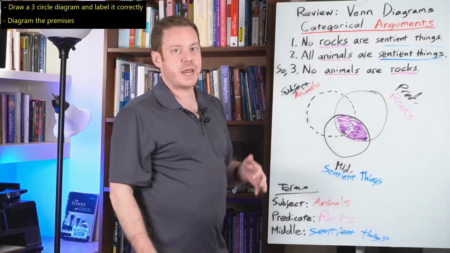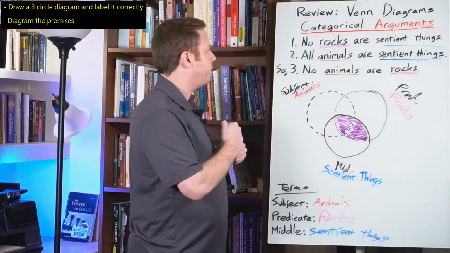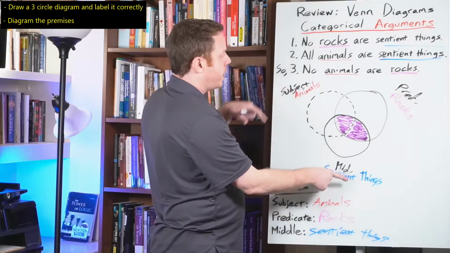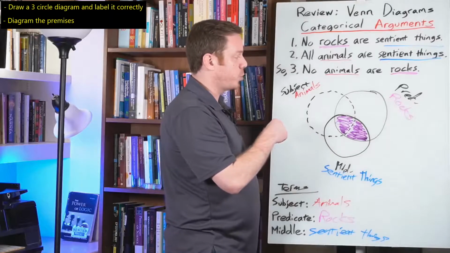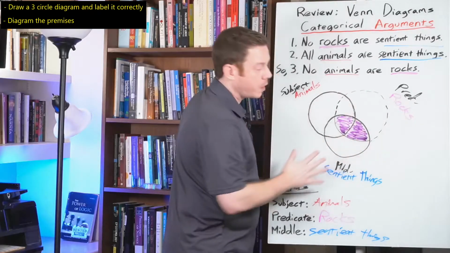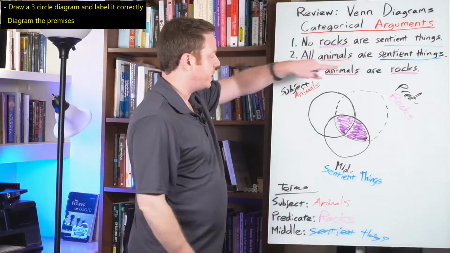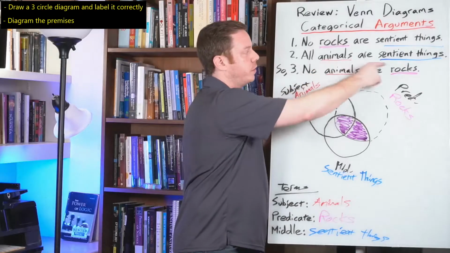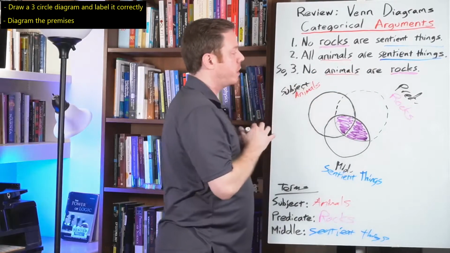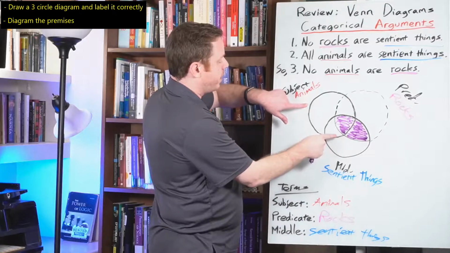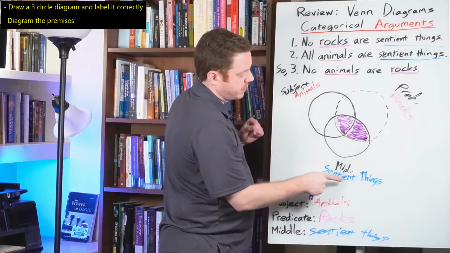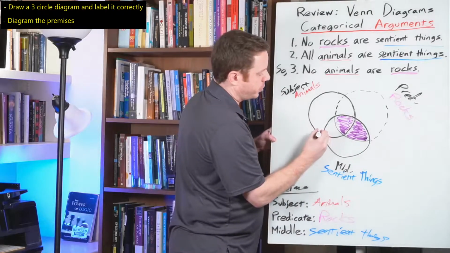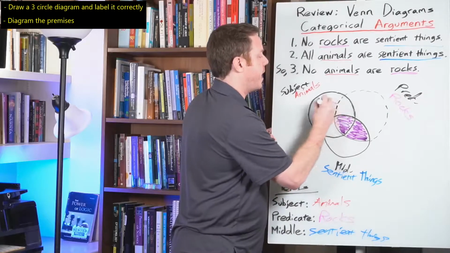Our second premise now is what we need to diagram. For that, we're going to be looking at the animal circle and the sentient circle and ignoring the rock circle. So let's switch that up. We're going to look at animals and sentient things. This is saying that everything in the animal circle is in the sentient circle. So that means everything that is in the animal circle that's not in the sentient circle, well, there's nothing there. That's empty. So we shade it in to indicate that.